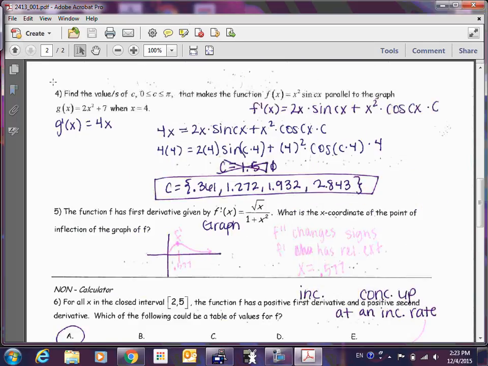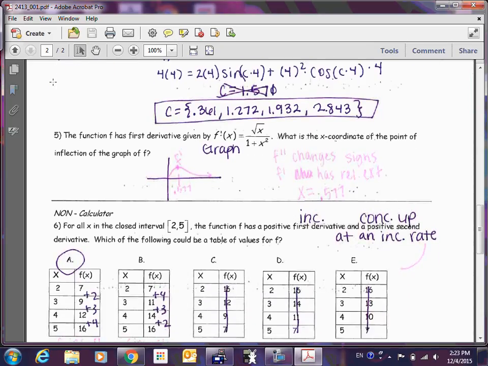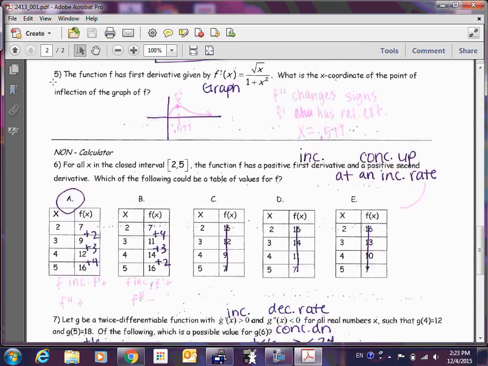Okay, we're going to totally skip 4, and y'all are going to be okay with that. Okay, let's look at number 5. There's a question eerily similar to this on your semester exam, by the way. I'm not going to tell you that about very many things, but this is. So if I give you f prime, what is the x coordinate of the point of inflection?